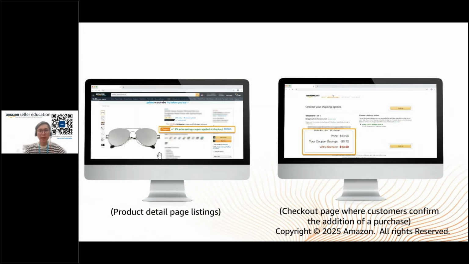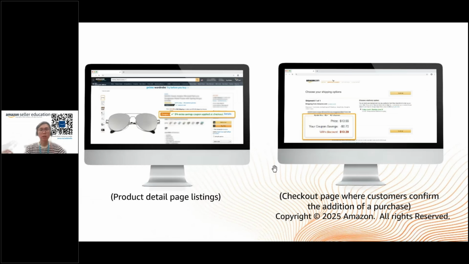Right. So up to the end, before payment, they can also see how much savings the coupon is bringing them. So you can see at every different touch point, right up to the checkout, customers are always being reminded that they're actually enjoying the savings from the coupons.